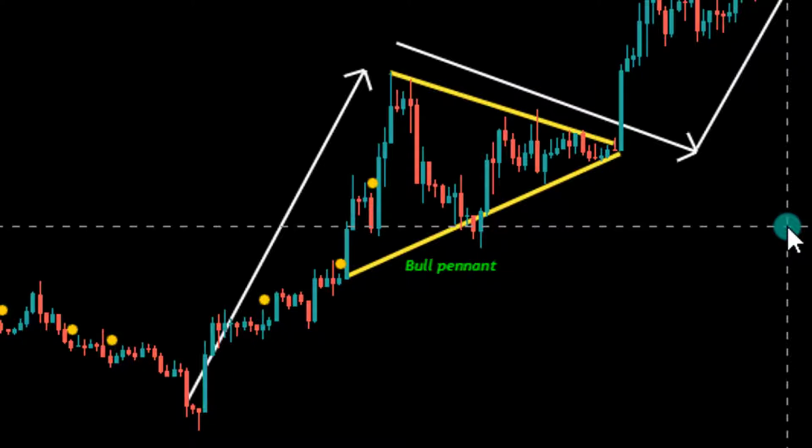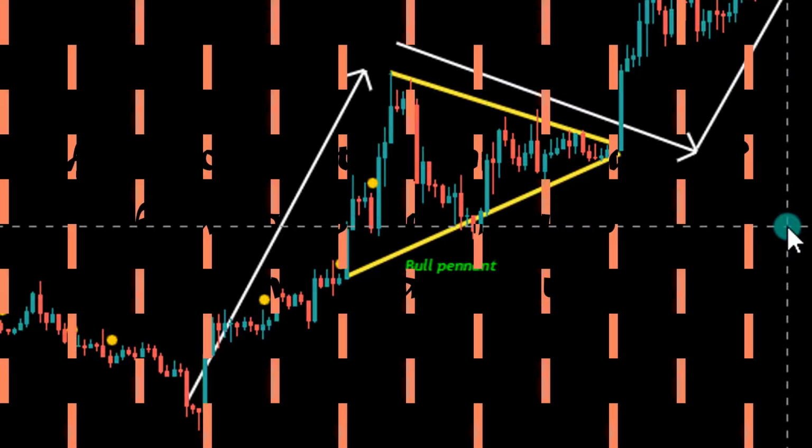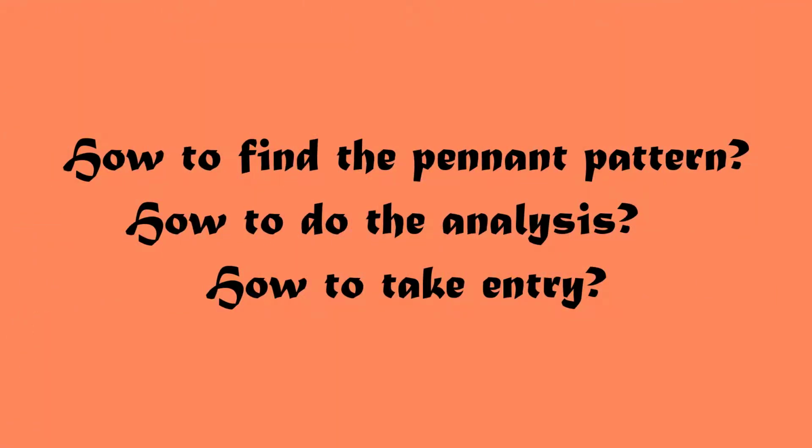We are talking about each pattern in a video so that you can easily understand everything and don't get confused. So in today's video you will get first how to find out the pattern, secondly how to do analysis, and last one is how you take entry by following this pattern. So let's start the video.